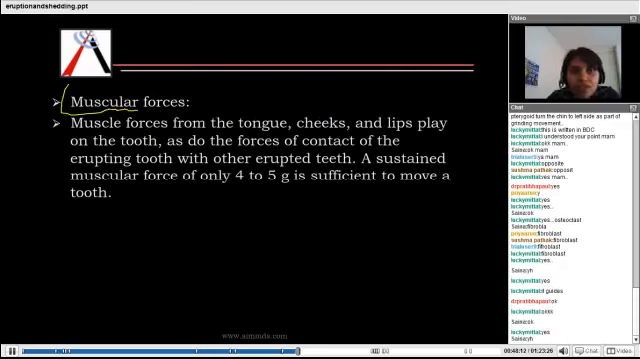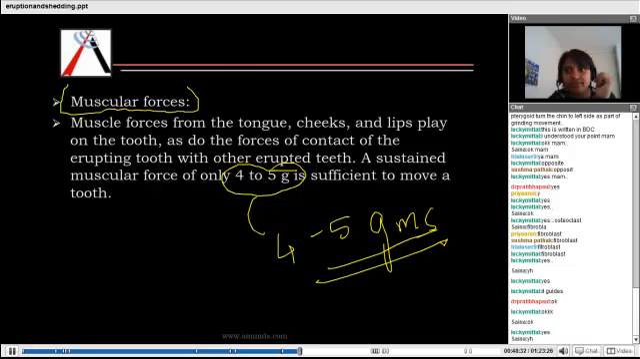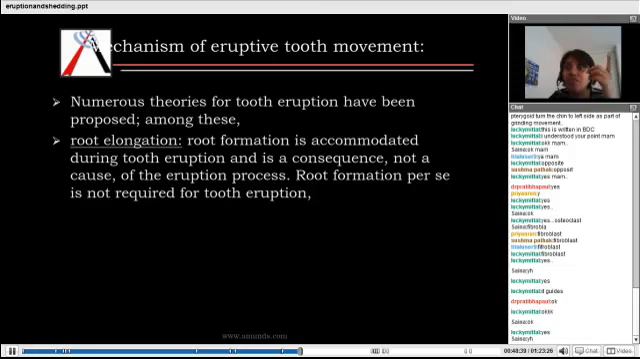Yeah. Now there are some other forces as well, like muscular forces, forces from the tongue and cheeks and all that, which will affect the movement of the tooth, and these forces are in the range of 4 to 5 grams. Right? Even such small forces are capable of moving the tooth, and we have the best example of thumb sucking. You can say how much that affects the position of the tooth.